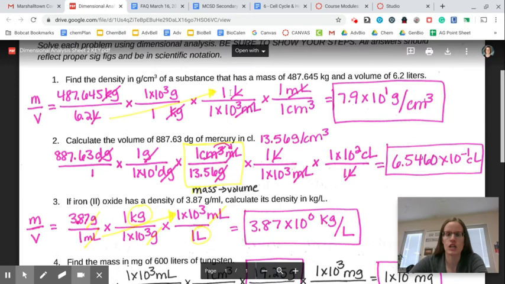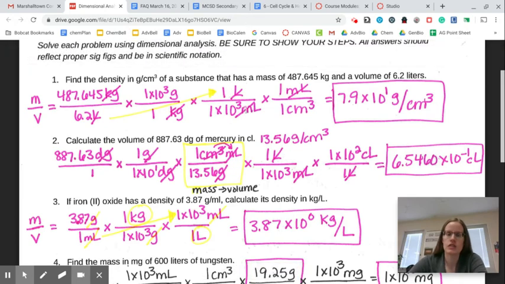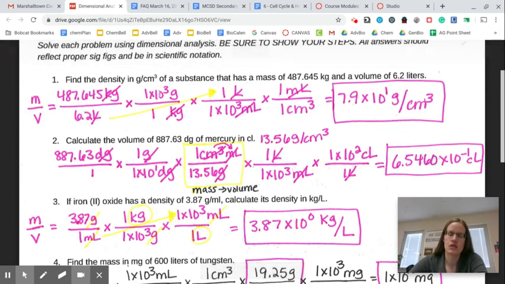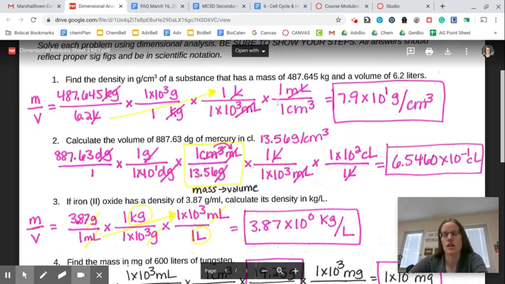So if I look at my conversion card, 1 liter is 1 times 10 to the third milliliters. And then your last step, just put milliliters on top so it cancels, centimeters cubed on the bottom, and then it's 1 to 1. When you plug it into a calculator, remember, if it's on the top, you multiply, and if it's on the bottom, you divide. So I would do 487.645 divided by 6.2 times 1EE3 divided by 1EE3. They'll really just cancel out. And then times 1 won't do anything to the number. So really on this one, all you have to do is divide this by 6.2.